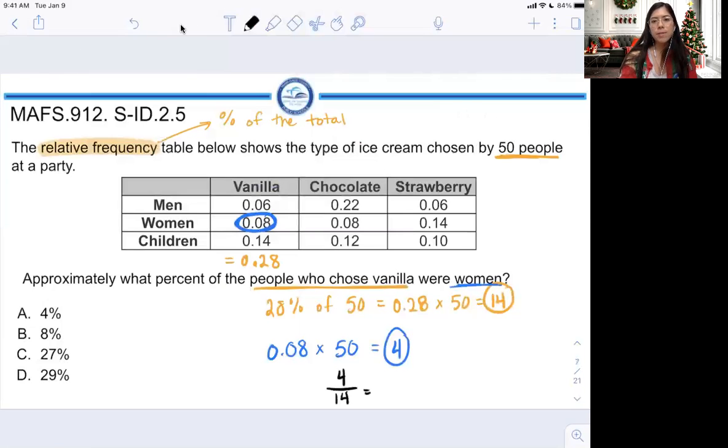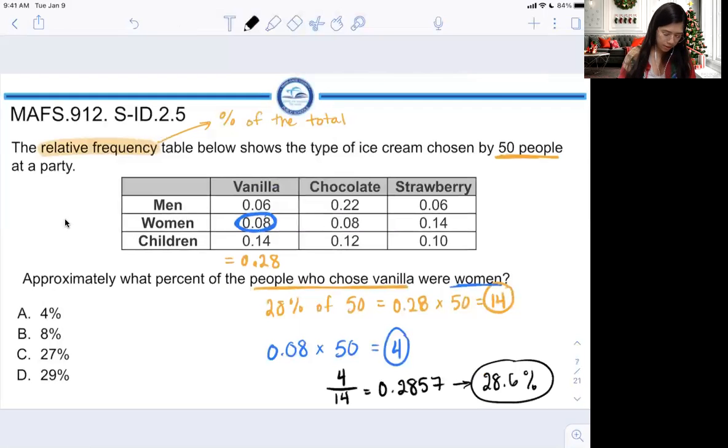4 out of 14. What's that as a decimal? 0.2857142857. So 28.6%. Exactly. So that would be answer choice D, round up. So this is a little bit more difficult because before you can get your final answer, you have to go from the percentage to the actual amount of people, get your two numbers, and then divide. Questions on this one?